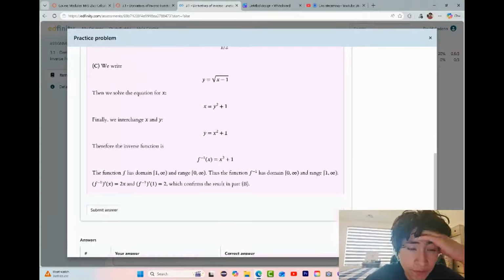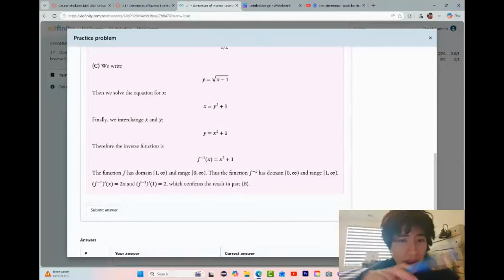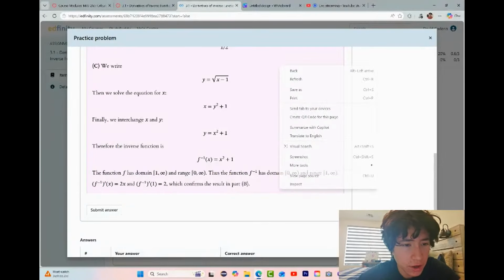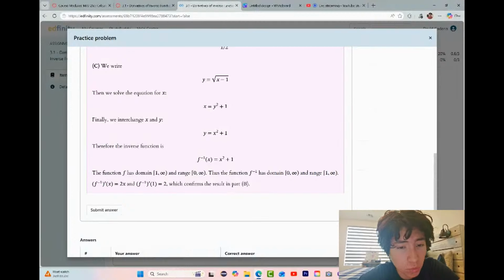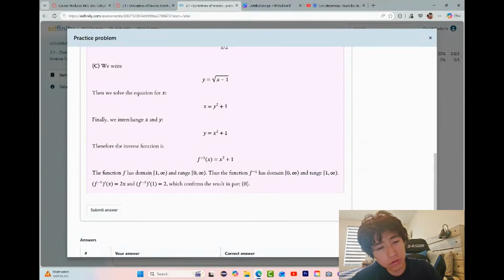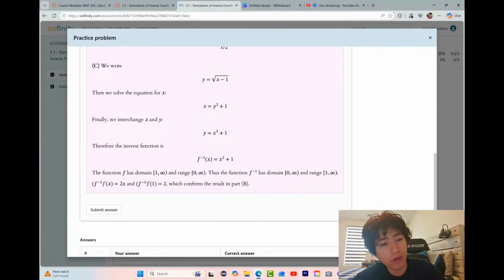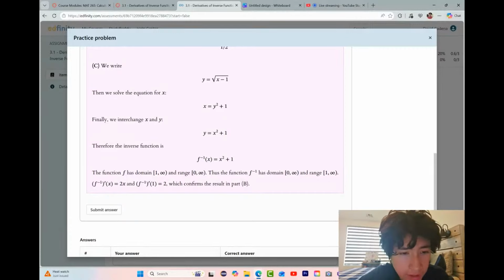Okay. We write y equals the square root of x minus 1. Then we solve the equation for x. x equals y squared plus 1. So what we did is just square and then add 1 to the other side. Finally, we interchange x and y. Therefore, the inverse function is going to equal that. The function f has domain 1 to infinity.